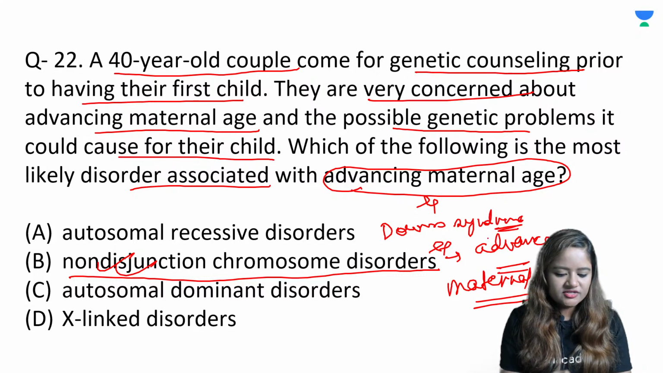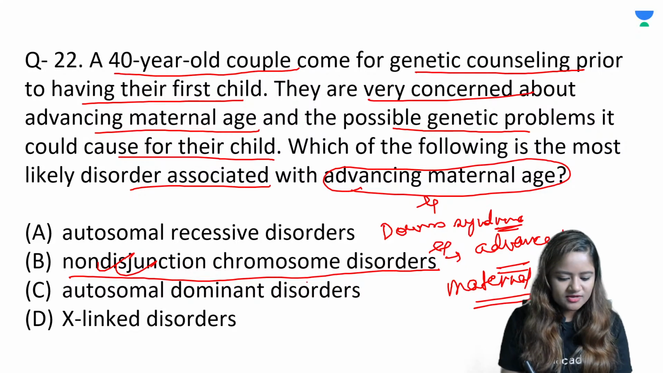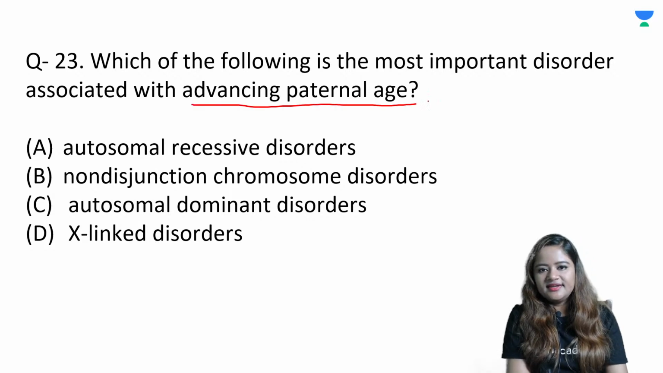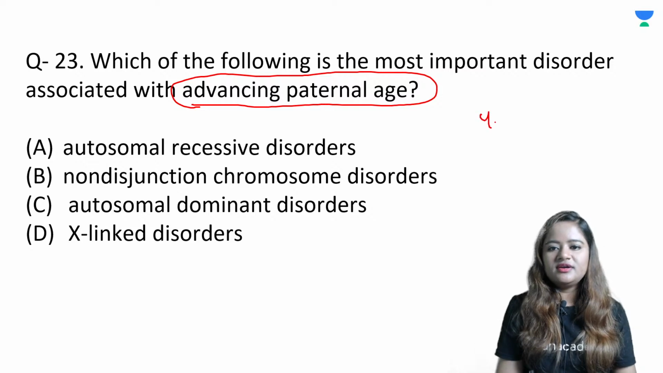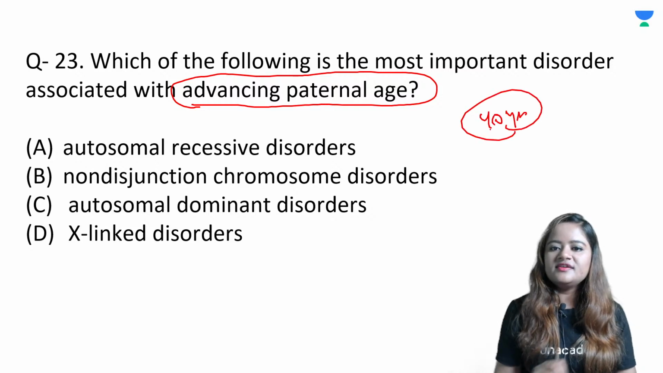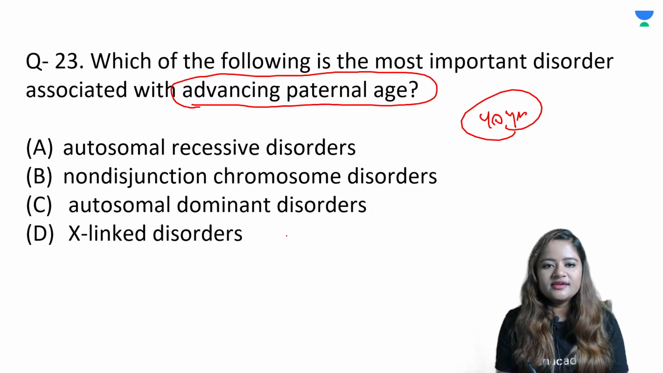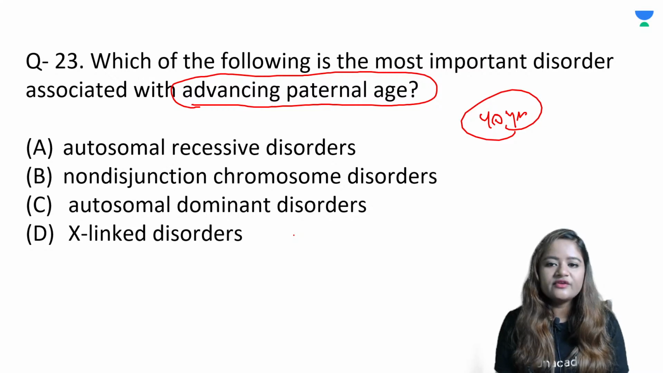Okay, next question is also very interesting. If you know that advancing maternal age can lead to these problems, can you tell me what will happen if there is advancing paternal age? The same concept applies. If a 40-year-old couple has come and the father is concerned about his age, what disorders can occur in the baby if there is advancing paternal age? You should be aware of this also, because maternal age has come up many times, so maybe you can get paternal age as well.